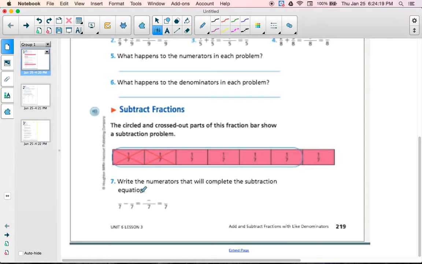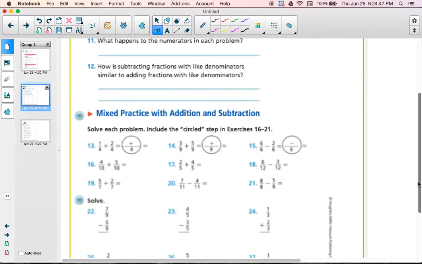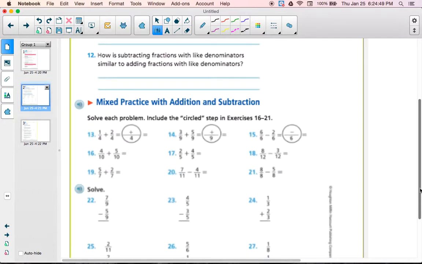Now let's write that as an equation. We started with 6 sevenths. We took away 2 sevenths. 6 minus 2 sevenths leaves us with 4 sevenths. Now turn to the next page. Do problems 8, 9, and 10 the same way. Then answer questions 11 and 12. Pause the video now and then do that. Start it up again.